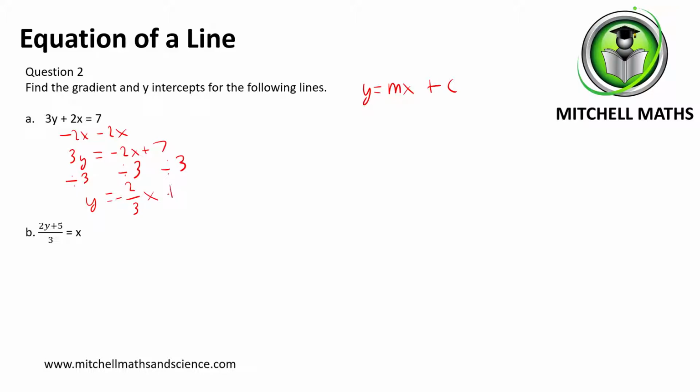Keep that minus in, plus 7 over 3. Now you'll notice I've divided them each separately. The reason I do that is because it's easier to determine which is the gradient and which is the y-intercept. Looking at this equation, we can see the gradient is minus 2/3, so g is equal to minus 2/3. And the y-intercept is equal to 7 over 3.